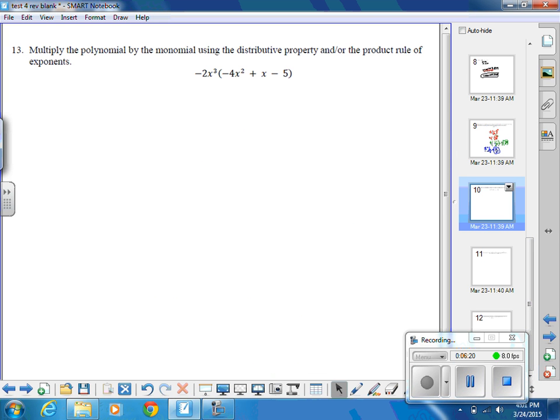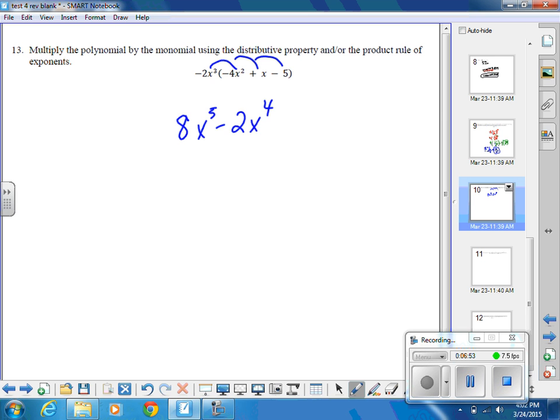Next one says multiply the polynomial by the monomial using distributive property. So what I need to do is I need to multiply this in here 3 times. So the first one, negative 2x cubed times minus 4x squared, is going to give me, multiply the numbers, negative 2 and negative 4 gives me 8. X cubed and x to the second, whenever I multiply them, I'm adding the exponents and I get x to the fifth. Alright? Then I have negative 2x cubed times x, which is going to be minus 2x to the fourth, because I'm just adding the 1x onto that.